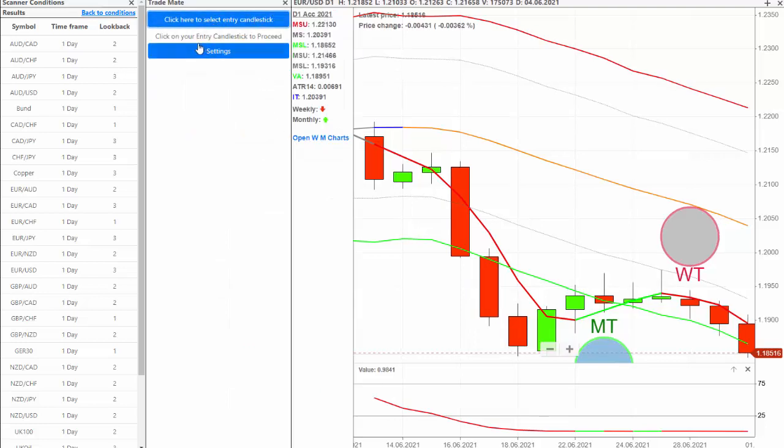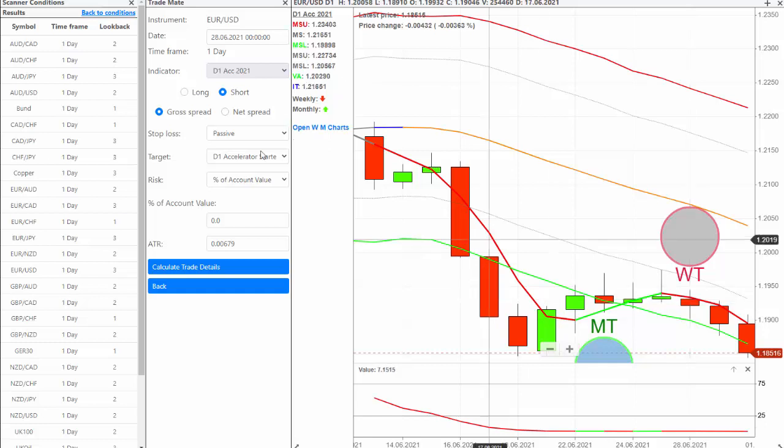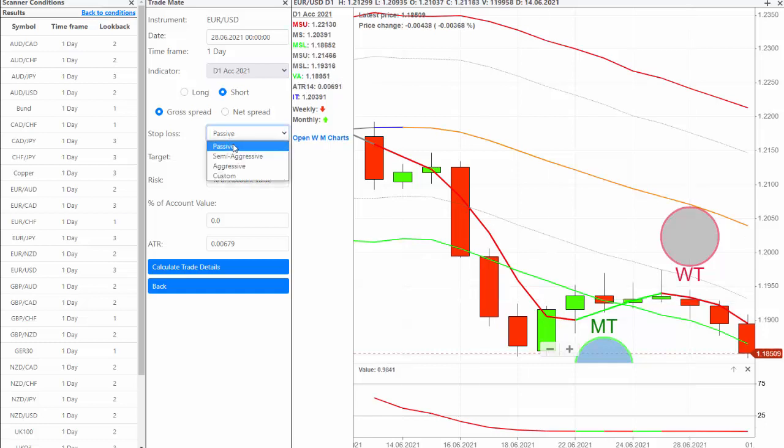Let's just show you that. Select entry candlestick. Let's click on this short here. We're going to go for a short. We're going to look at what we call the aggressive stop, which is looking at this intersection between red and green here. Nice tight stop there. Target wise, we're going to look at the D1 accelerator starter strategy, which is what we start new traders off.